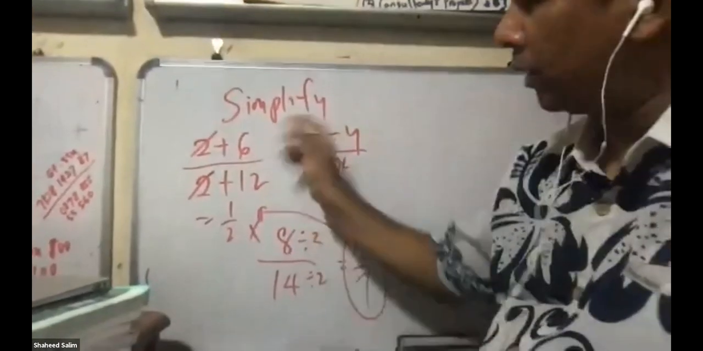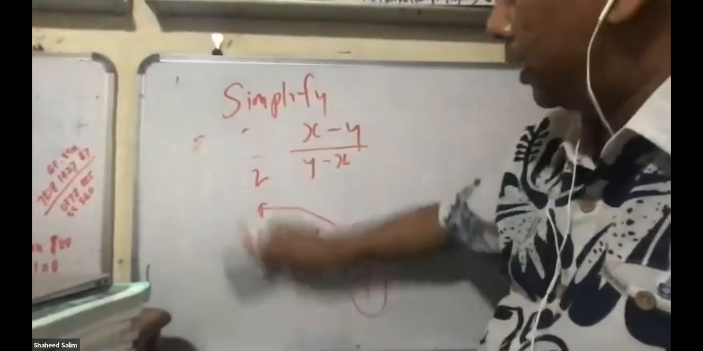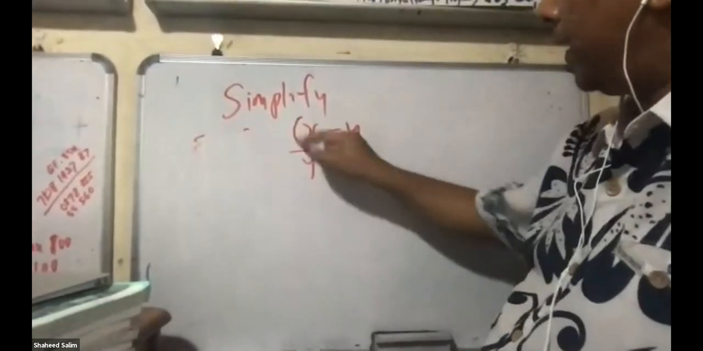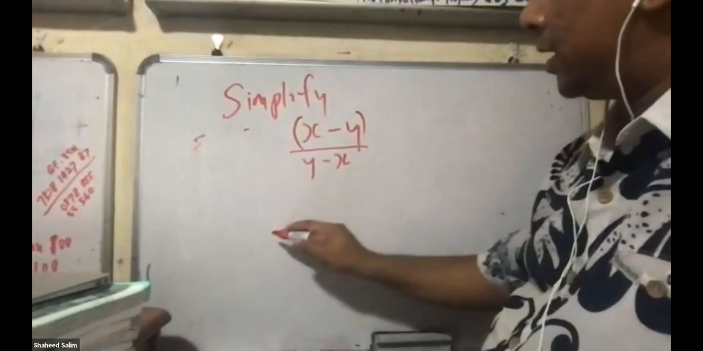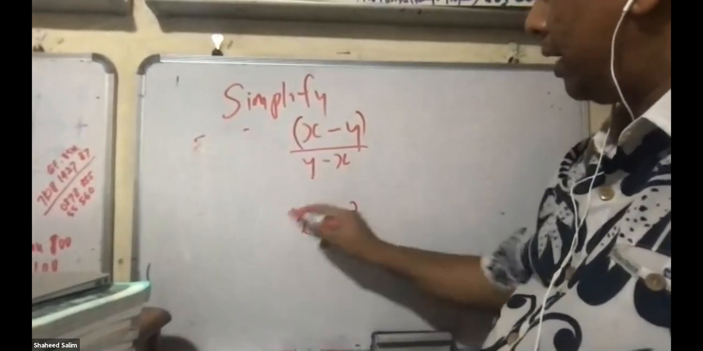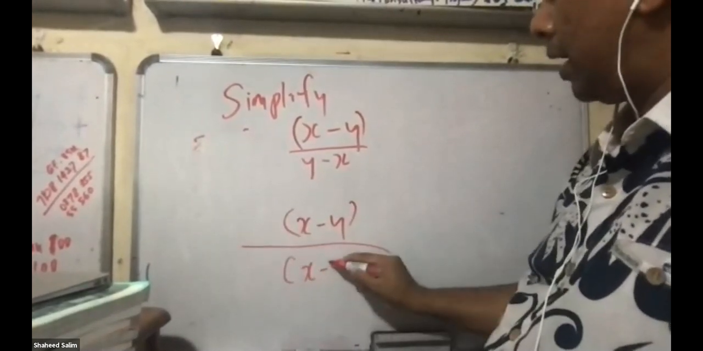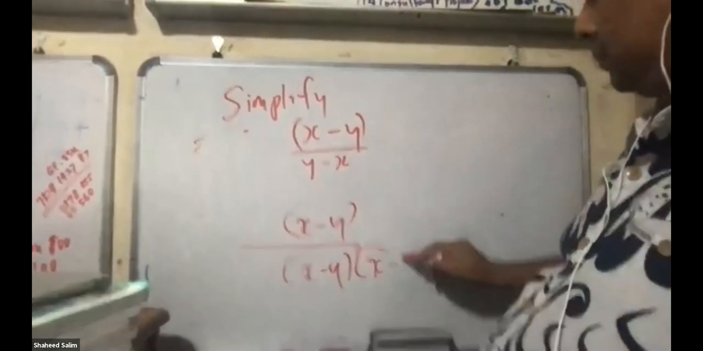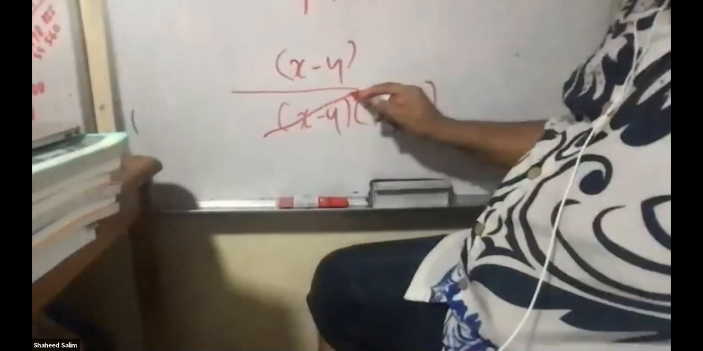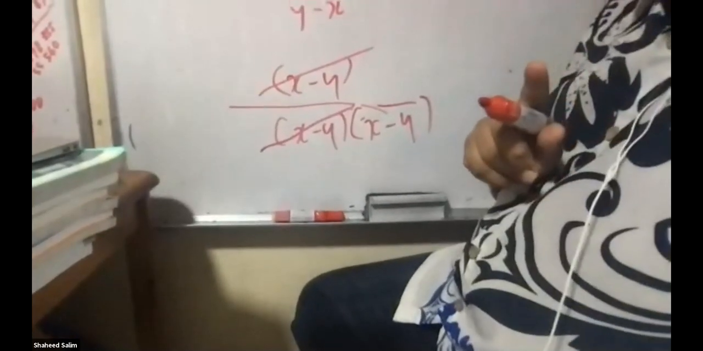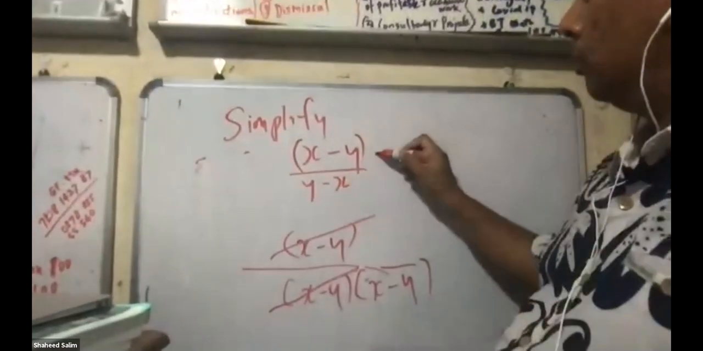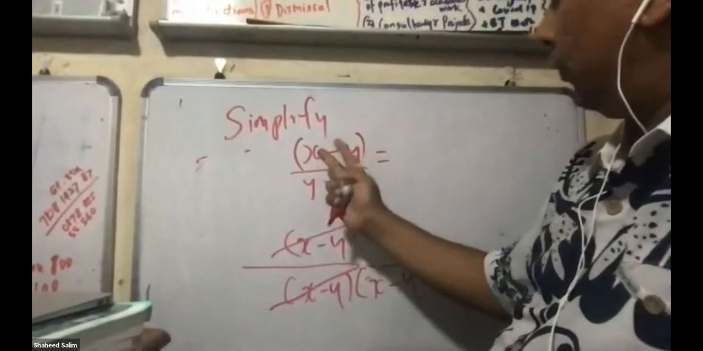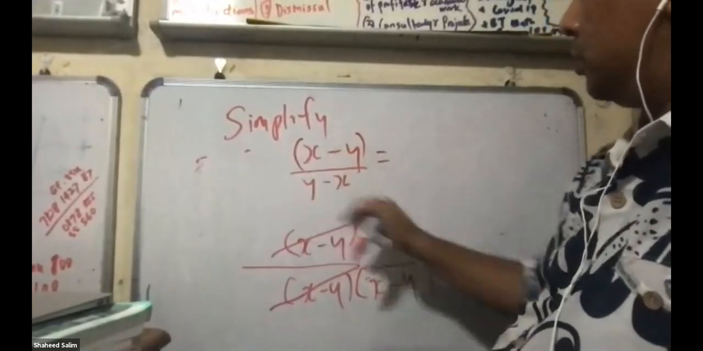You cannot cancel. But what you can do is, if you have a bracket like that, and another one like this, you say x minus y over (x minus y) squared. This one you can cancel, because it means like this. Then you can cancel like that. Down here, you can flip, and then you put a minus because it will be the same.